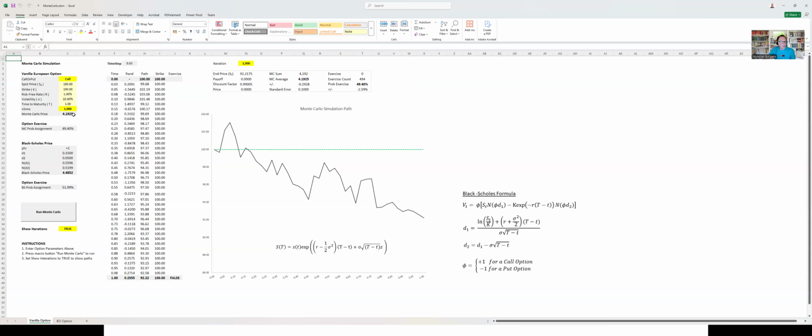So here I've got 4.19. You can see I'd like to be closer. Now, we potentially need to run a lot of simulations.